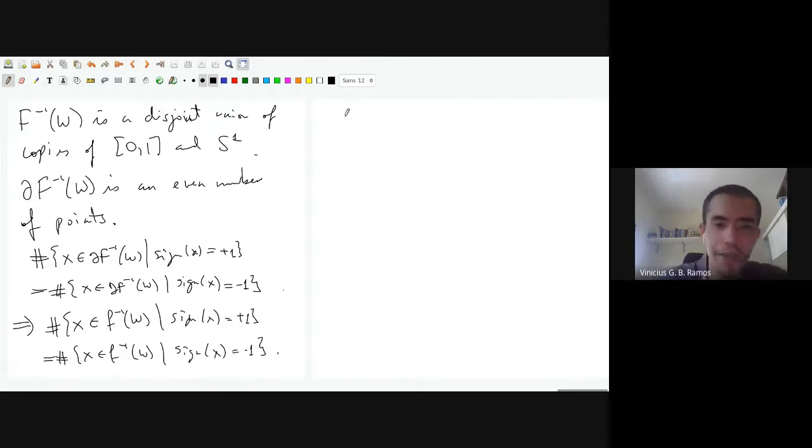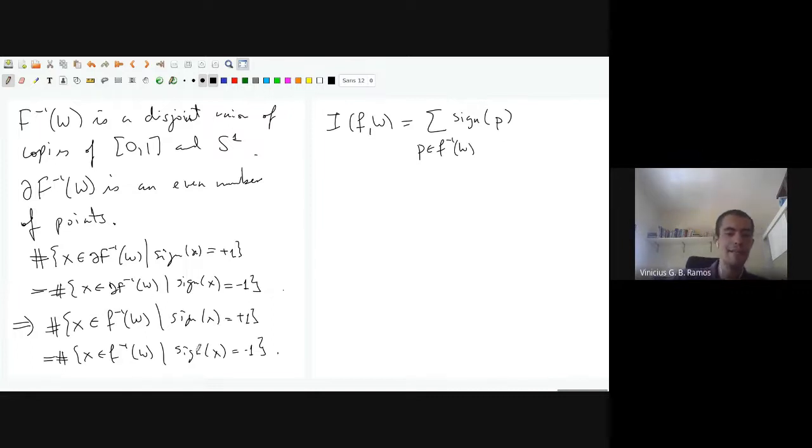So that means that, if you look at the intersection number of f and w, which is just the sum of all the signs of p, where p belongs to this set, I have as many positive signs as I have negative signs. So this number is 0.